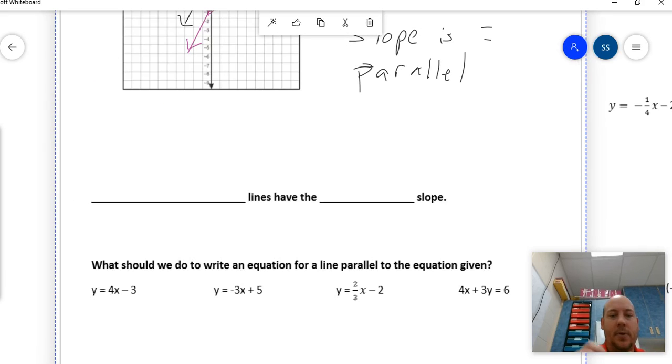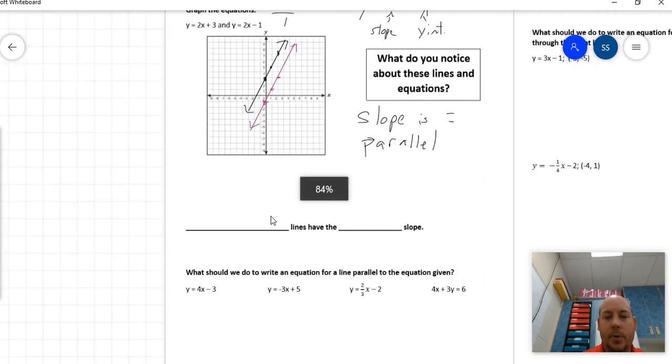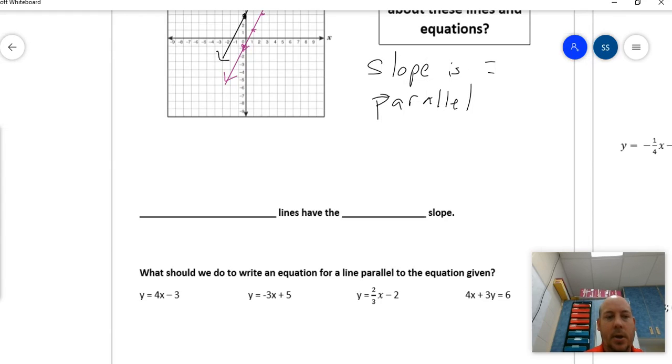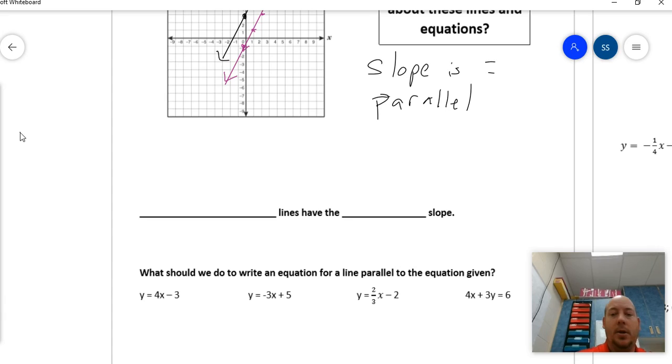Looking at our notes here, blank lines have the blank slope. So what we're looking for is: parallel lines have the same slope.